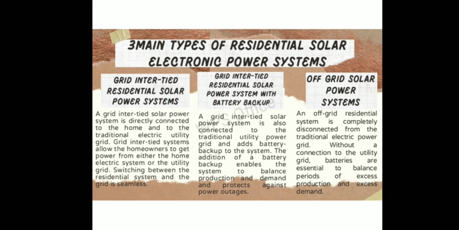Off-grid solar power system. An off-grid residential system is completely disconnected from the traditional electric power grid. Without a connection to the utility grid, batteries are essential to balance periods of excess production and excess demand.